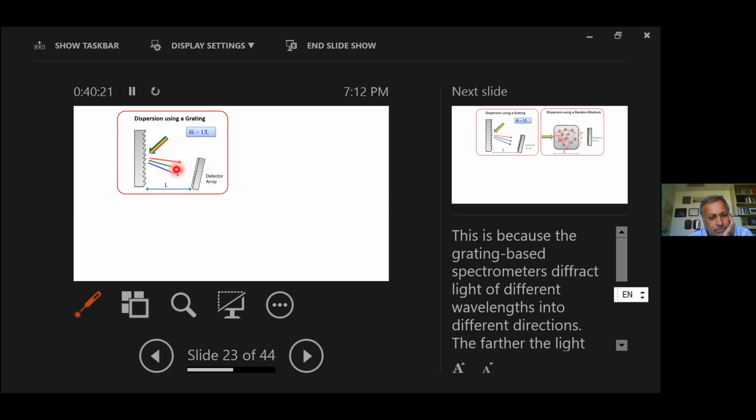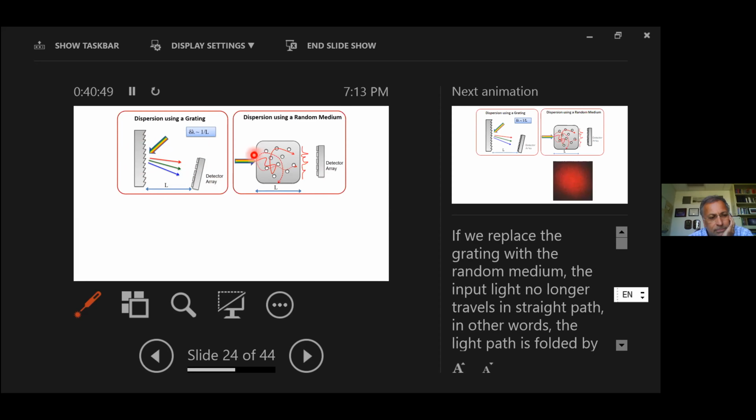The larger the distance, the better the resolution usually is. But of course, that means if you have a smaller footprint, the resolution will suffer, because you cannot make this distance really large. This is because the light propagates in free space, so it goes in a straight line. To reduce the footprint but still increase the path length of light, we can use a disordered medium. When light comes into a disordered medium, it doesn't travel in a straight path. Because of multiple scattering, it goes through zigzag paths, and eventually some of it goes through. Therefore, the actual path length is much larger than the actual dimension of the system, or the footprint.